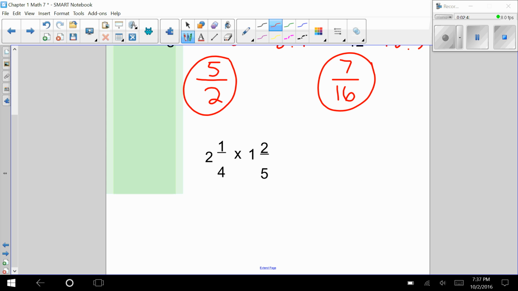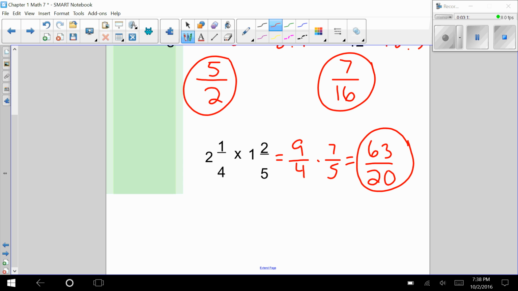And for this last problem, 2 1/4 times 1 2/5. This is an example of multiplying with mixed numbers. The first step is to change the mixed numbers to improper fractions. 2 1/4 is 9/4. 1 2/5 is 7/5. And now I will multiply. Multiply my numerators and I get 63. Multiply my denominators and I get 20. This does not simplify, so my answer is 63/20.